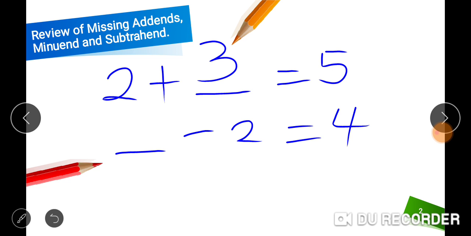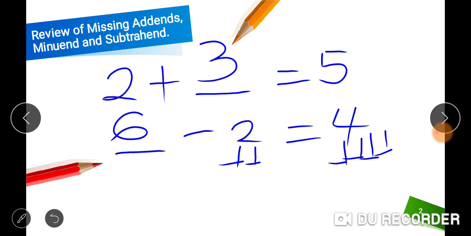When the first number is missing, which is usually the biggest of the 3 numbers, you add those other 2 numbers. So this is 2 and this is 4. 1, 2, 1, 2, 3, 4. 1, 2, 3, 4, 5, 6. So our answer is 6.